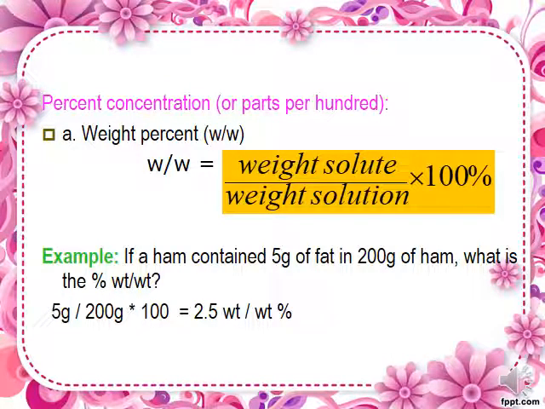Next, let us look at an example of weight percent, weight over weight percent. If a ham contains 5 gram of fat in 200 gram of ham, what is the percentage of weight over weight of fat in the ham sample? So 5 divided by 200 times 100. So of this 200 gram of ham, there is 2.5 weight over weight percent of fat.